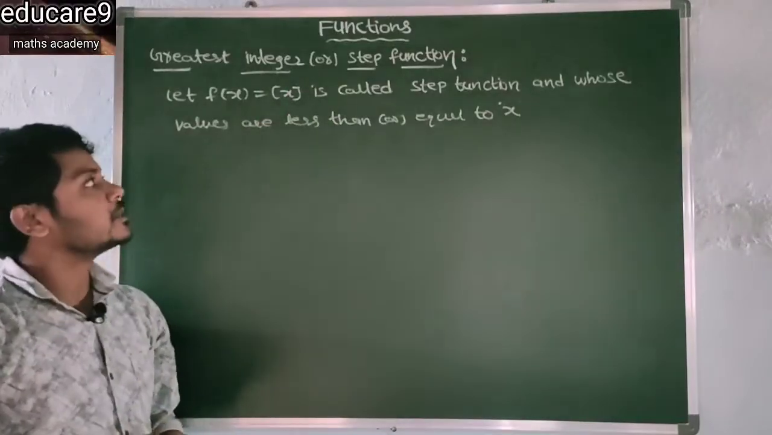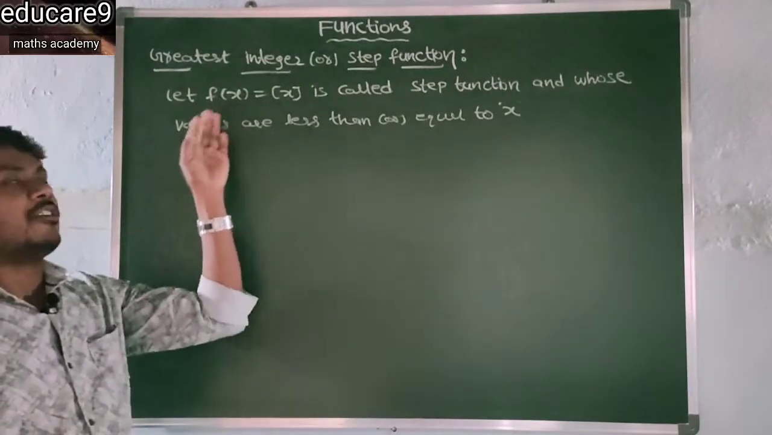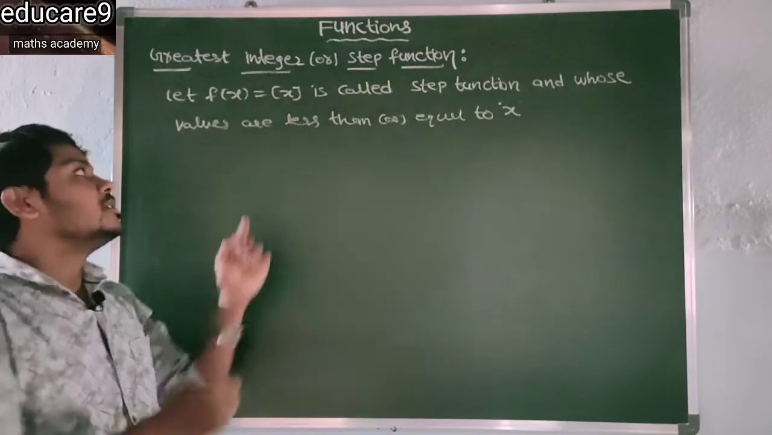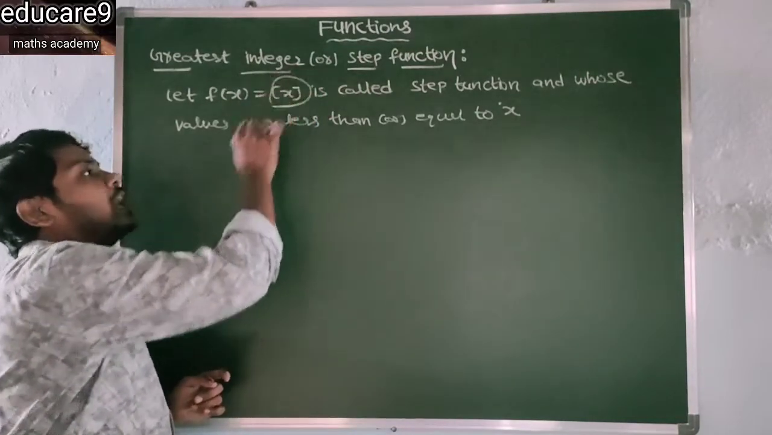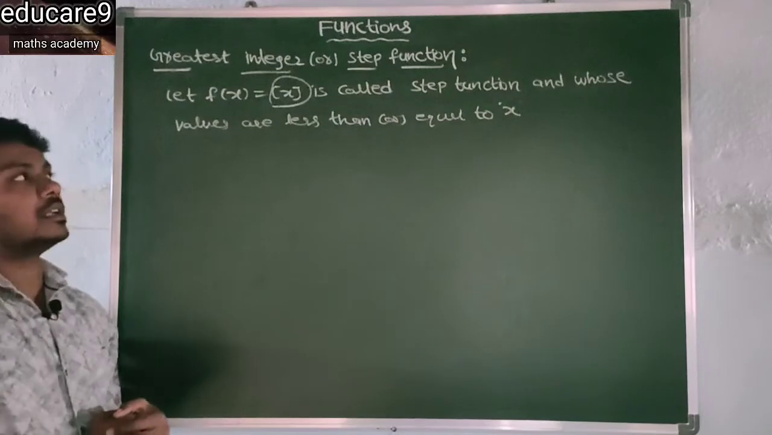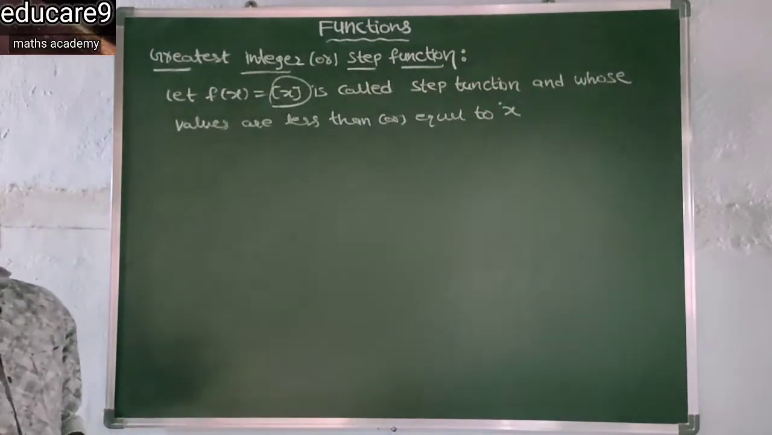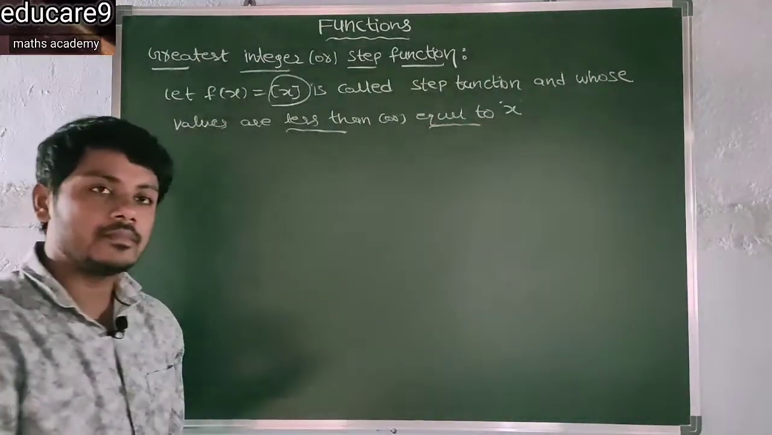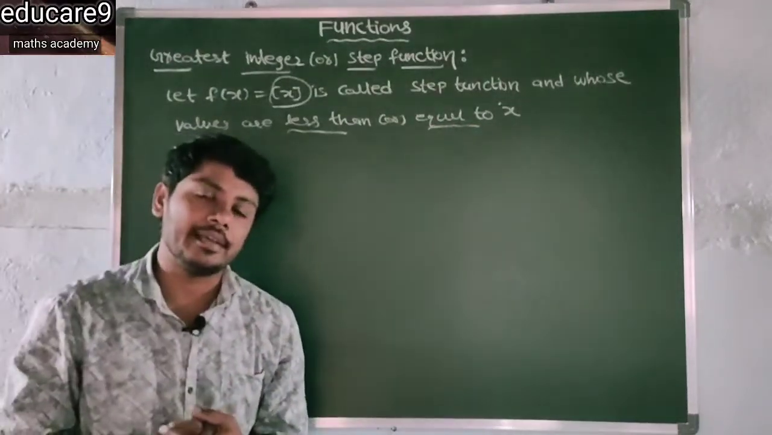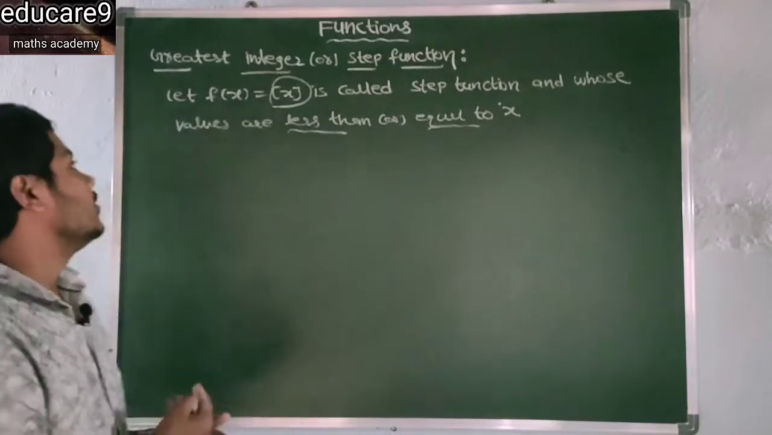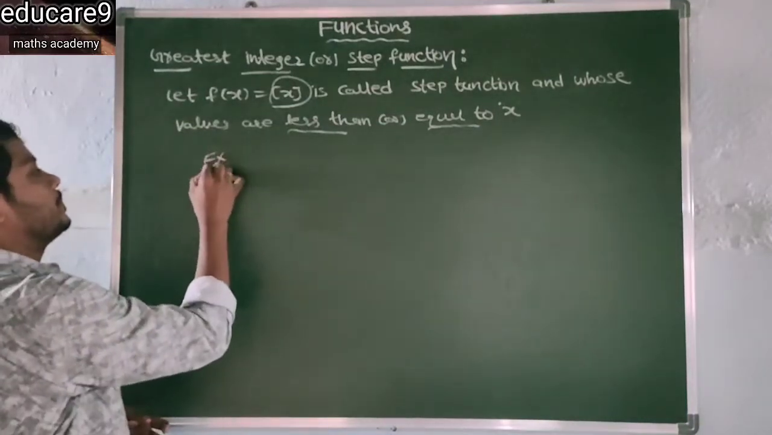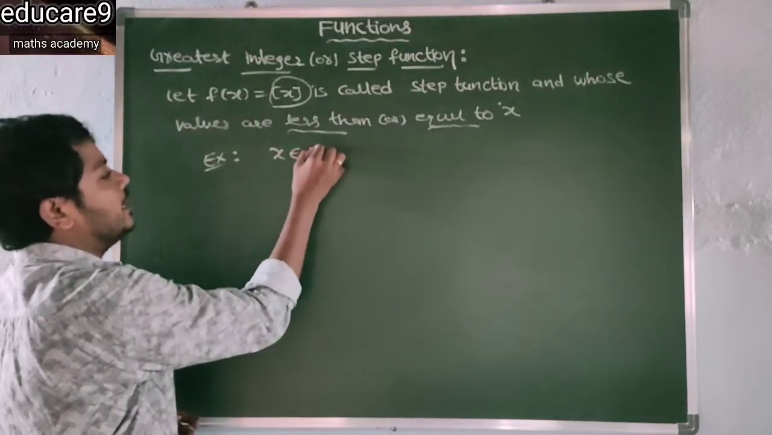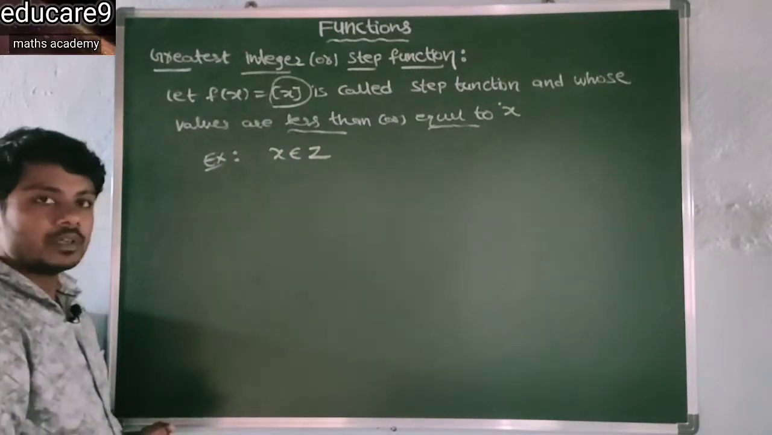Step function. Let f of x be any function and it is equal to bracket of x. This type of function is called a step function or greatest integer function, whose values are less than or equal to x, that depends on x values. See here, for example, x belongs to integer.